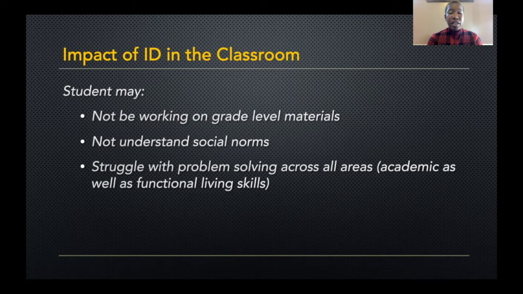They might not understand social norms. So again, you would want to teach that. You would want to teach those social, emotional skills. We would want to teach social skills. They may struggle with problem solving across all areas, academic as well as functional living skills. You want to teach these functional skills that they will need to be able to assimilate as best as possible in society.